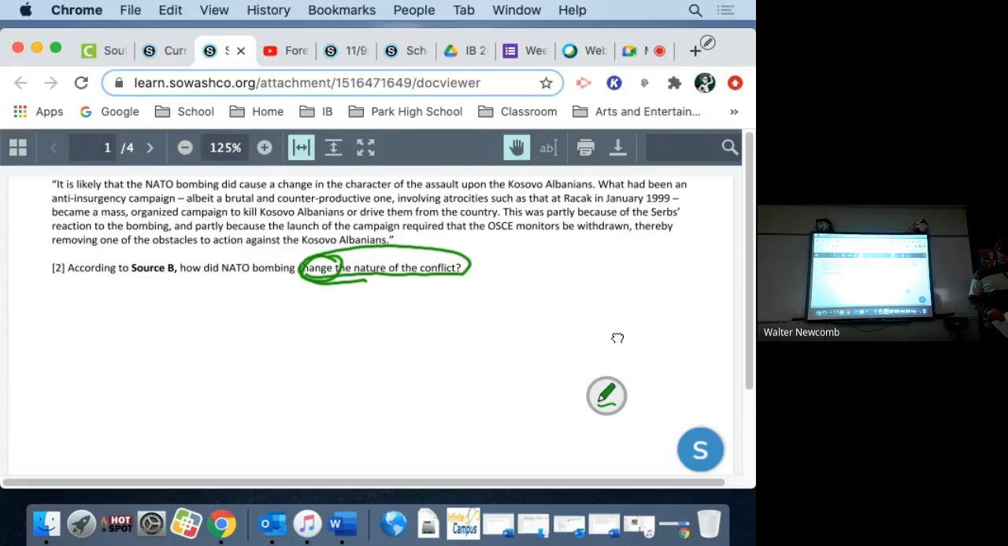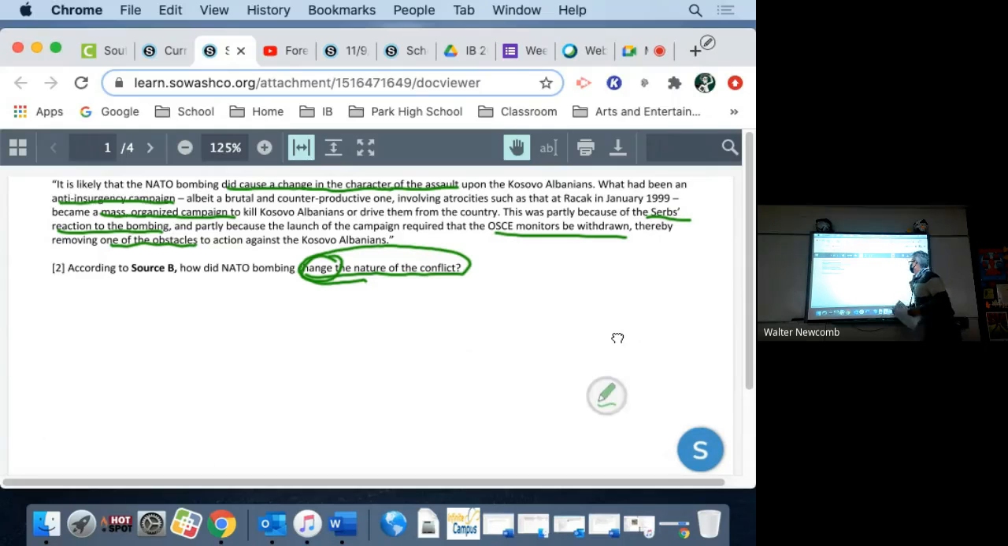This is a government person sitting for a committee giving testimony. It is likely that the bombing did cause a change in the character of the assault upon the Kosovo Albanians. So it does say it did cause a change in the character of the assault. What had been an anti-insurgency campaign, albeit a brutal and counterproductive one, involving atrocities such as that at Racak in January of 1999, became a mass organized campaign to kill Albanians or to drive them out. It was partly because of the Serbs' reaction to the bombing, so what is prompting it is the Serbs' reaction to the bombing, and partly because the launch of a campaign required that the OSCE monitors be withdrawn, thereby removing one of the obstacles to taking action against the Kosovo Albanians.